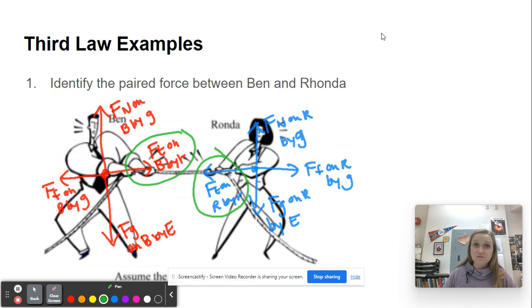If you want to go grab some force sensors from the back of the room or some spring scales and pull on both sides, you would see that those read the exact same if you were to do this yourself. So our paired force here is the force tension.